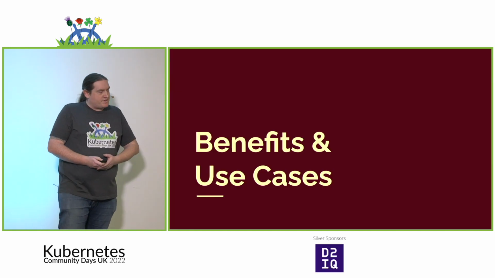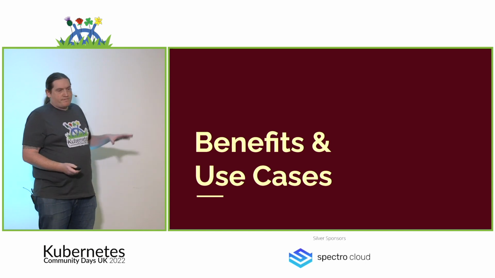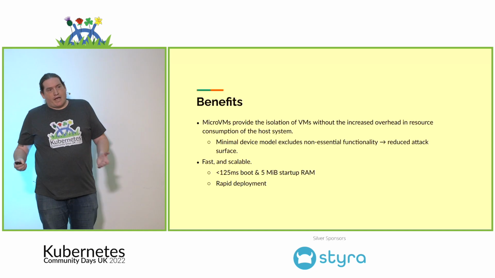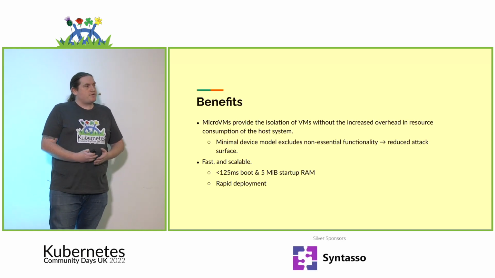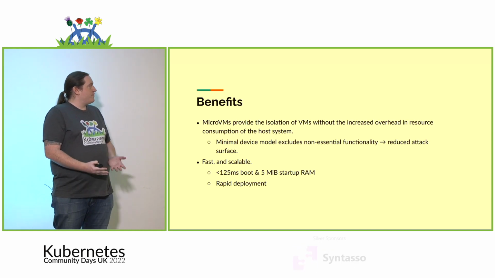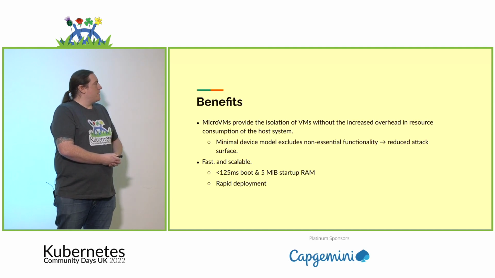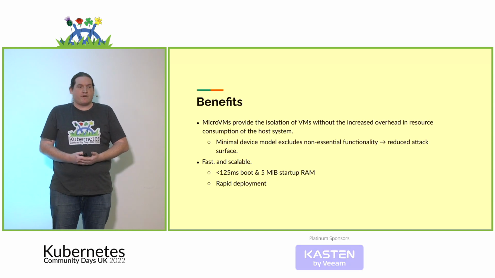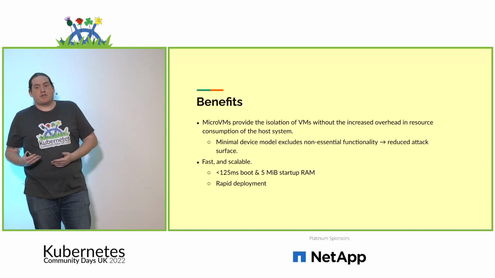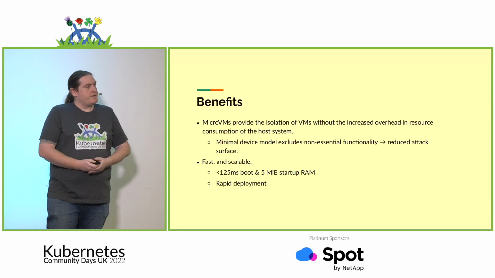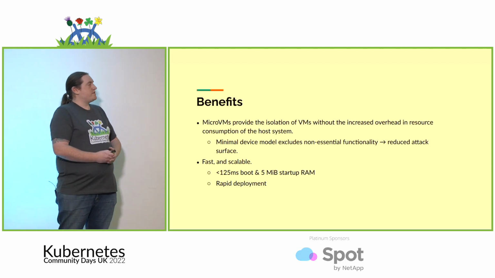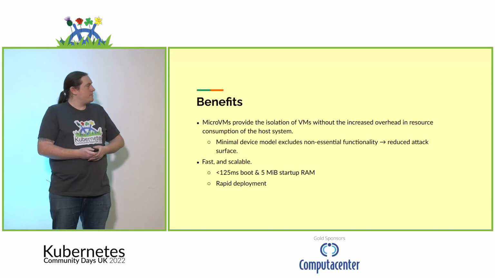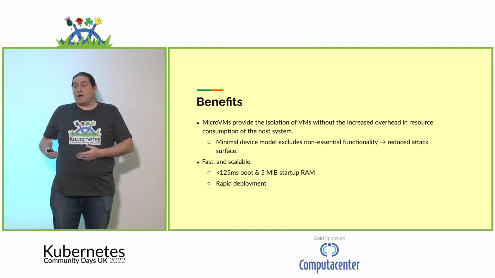So what are some of the benefits and use cases of this type of architecture, basically? MicroVMs provide, again, a level of security that containers don't provide you through process isolation, a reduced footprint, and they're incredibly fast and scalable. Both Firecracker and Cloud Hypervisor support the creation of up to 150 MicroVMs per second, with startup times in the sub 150, 125 millisecond range, and startup RAM of 5 megabytes.